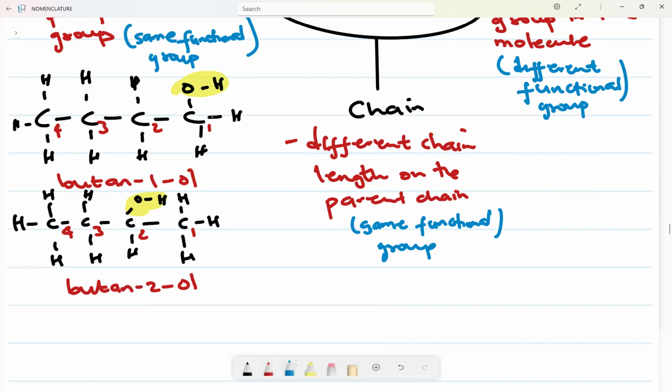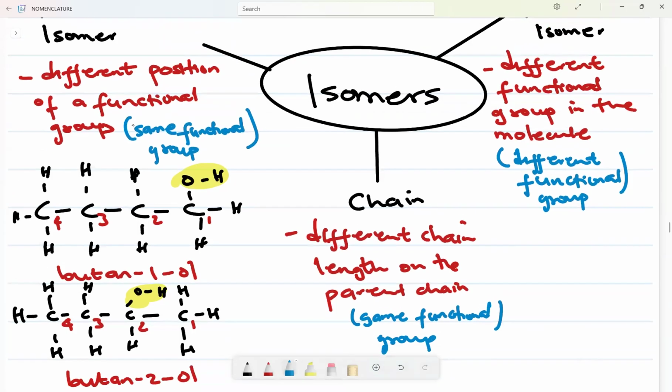And in this case, can I move this to number 3? No. Why? Because if I do that, it means I should count from the other end, making it 3, 4. If I put it here, I should count from there, and can you see it is still 2? So it cannot be butan-3-ol in this case. This is the type of positional isomer.